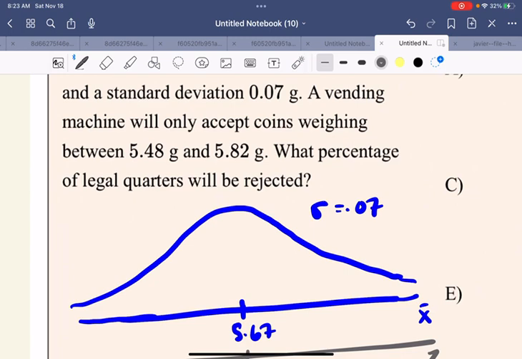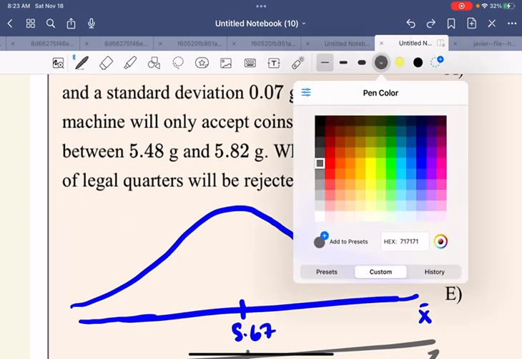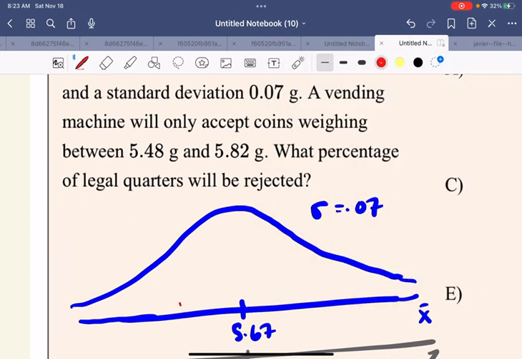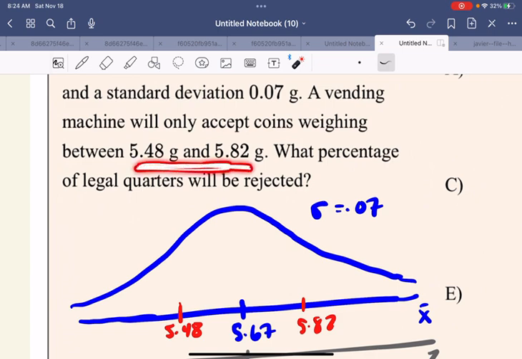A vending machine will only accept coins weighing between 5.48. I'm going to locate that on my chart here. 5.48 is somewhere here. Let's do red. 5.48 here, and 5.82. Okay. The machine will only take coins that weigh between those two quantities. What percentage of legal quarters will be rejected?